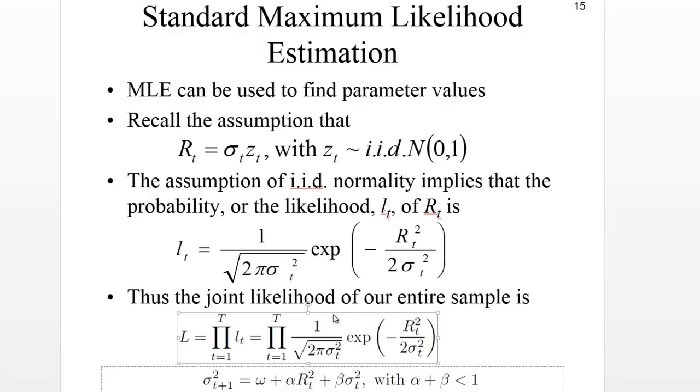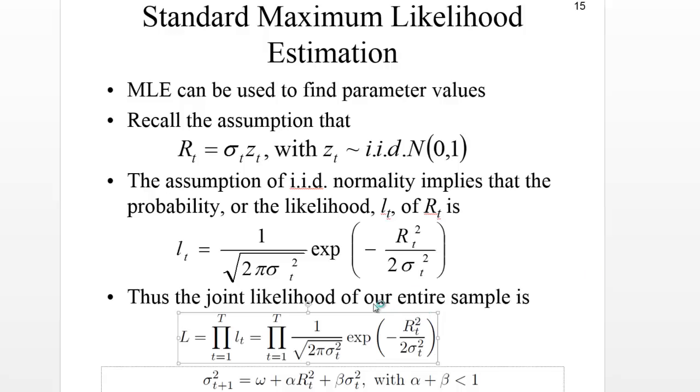So to maximize this joint likelihood by changing what? Well, r is going to be fixed. Sigma is the only one that is going to be changing, and sigma is going to change as we change omega, alpha, and beta. The whole point is we're going to use Solver to change omega, alpha, and beta, and as we change them, this likelihood is going to be maximized.